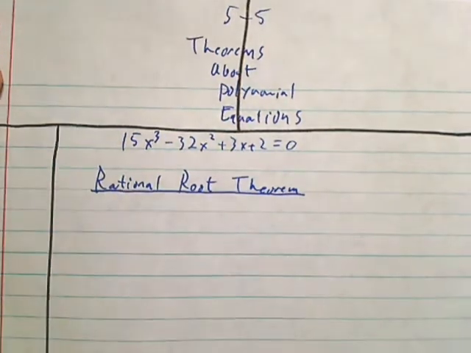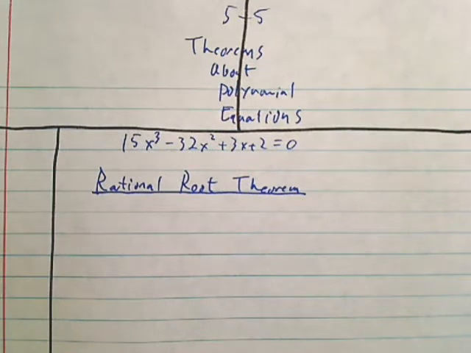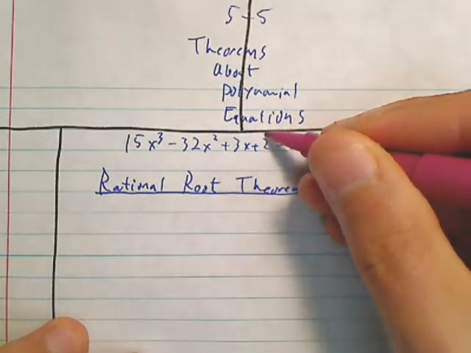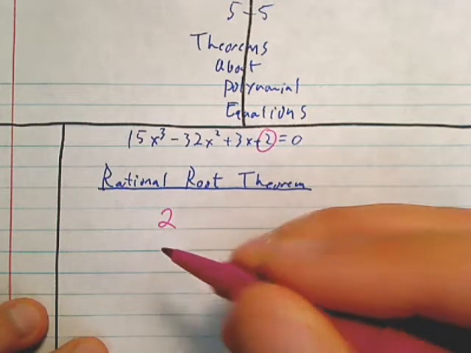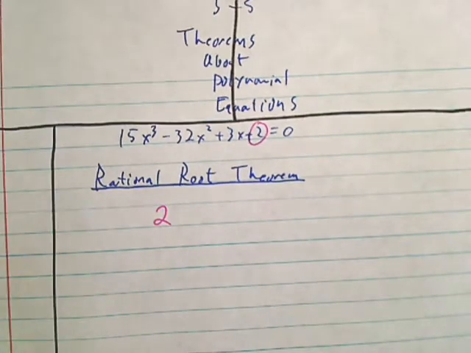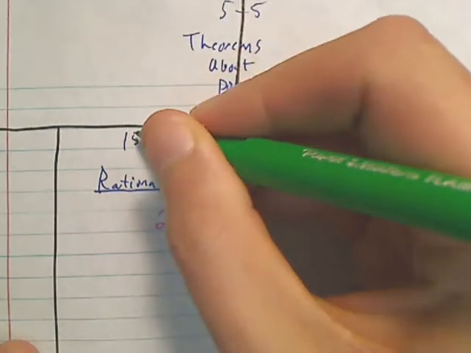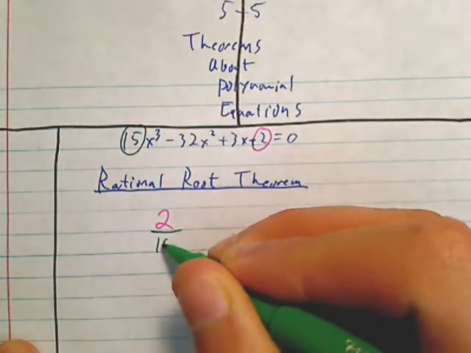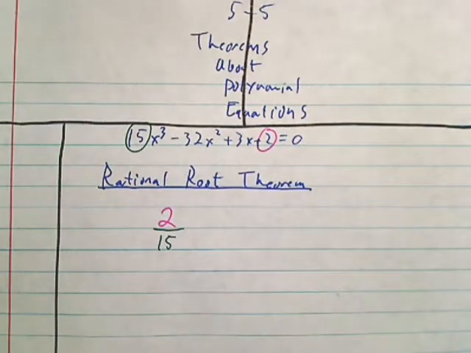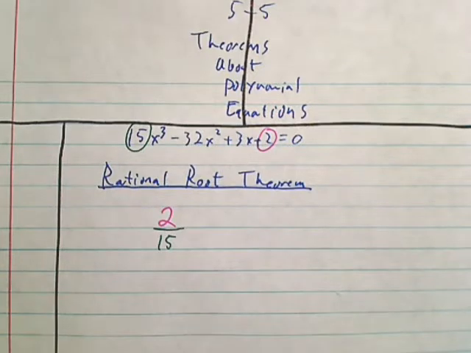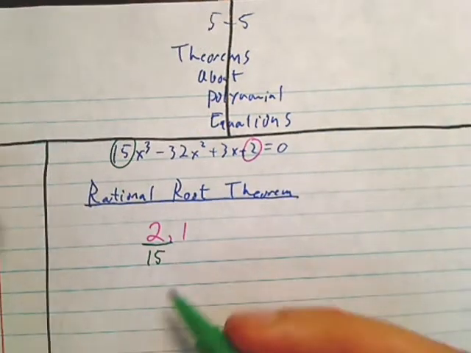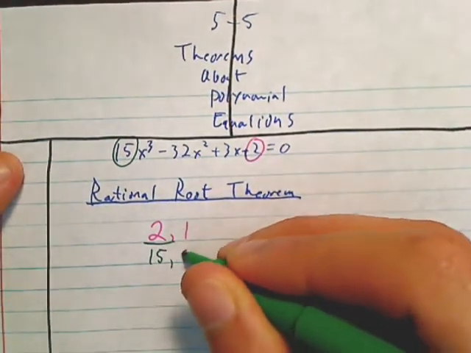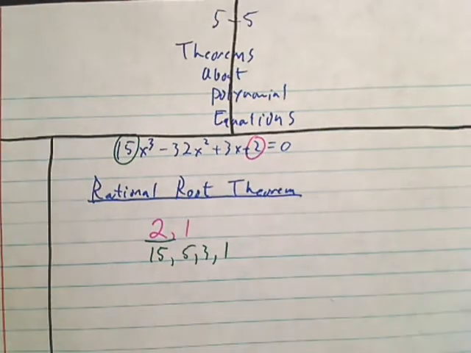Okay, and what the rational root theorem says, and let me get a couple different colors here. Take the number at the end, the 2, and we're going to put that in the numerator. And take the number at the beginning. Let me get another color here. I've got a nice green. And put that in the denominator. And then list their factors after them. So what are all the numbers that go into 2? Well, that's pretty easy, just a 1 and a 2. And all the numbers that go into 15: 15, 5, 3, and 1.